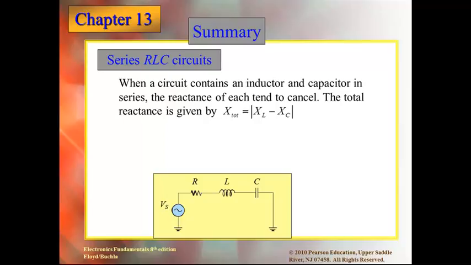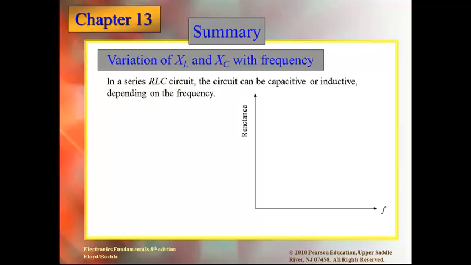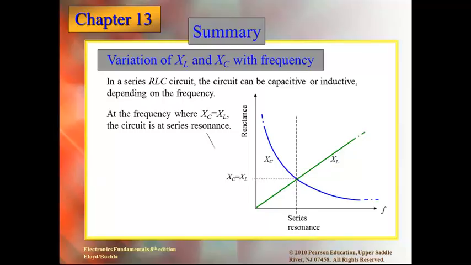And then we can add that in with the resistance using our impedance triangle to get the total impedance or total opposition to the current flow. And there it shows total impedance is the square root of R squared plus X squared. Okay. And again, a series circuit can be capacitive or inductive depending on the frequency. And there again, in electronics, we would try and find the point where X sub C equals X sub L as far as the frequency goes.